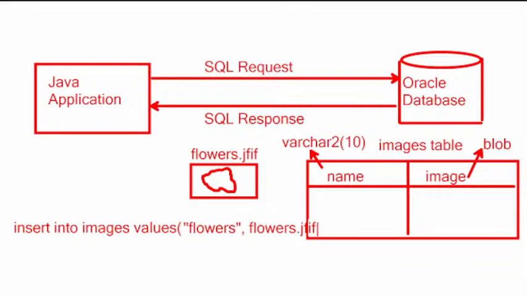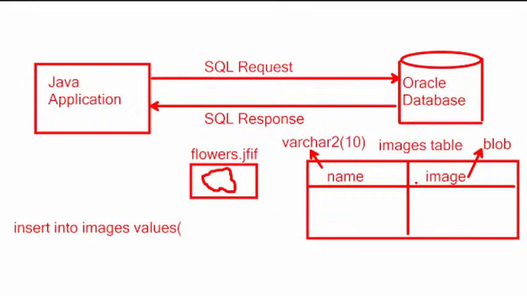File name stored. Then why blob? Varchar2 is enough, no? Blob is not required if you want to store the file name. Got your point? If you write the insert query like this, the image is not stored, only the file name is stored. Image we have to store, not file name.